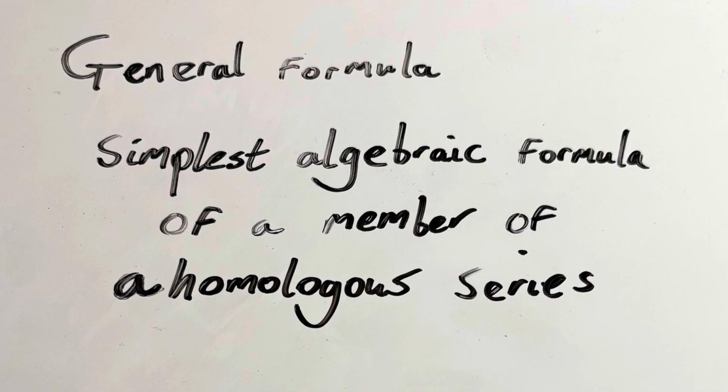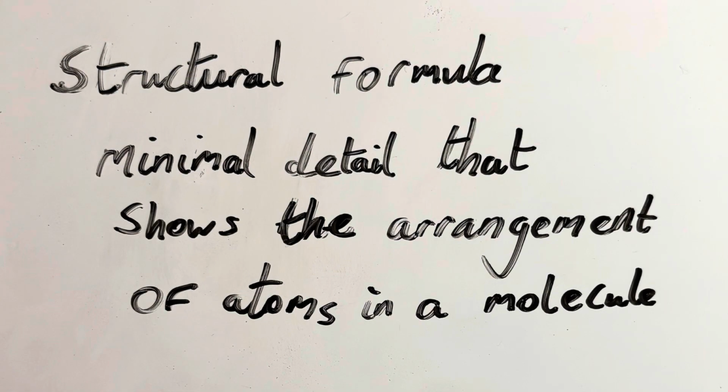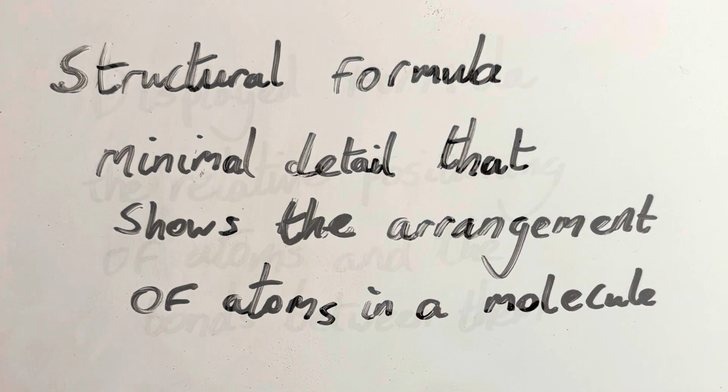So some definitions. General formula is the simplest algebraic formula of a member of a homologous series. You'll see it like CnH2n+2 for alkanes. Structural formula means that you put the minimum detail into showing the arrangement of the atoms in a molecule. So rather than writing C2H6, you write CH3CH3.